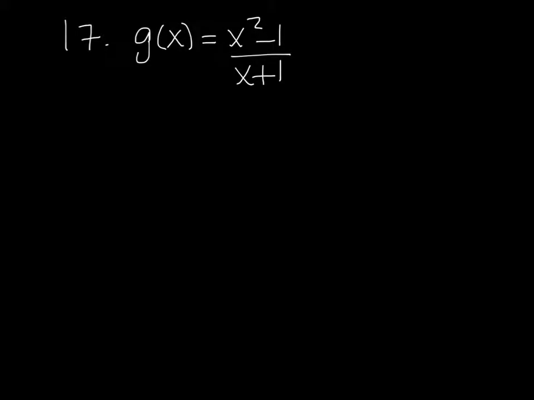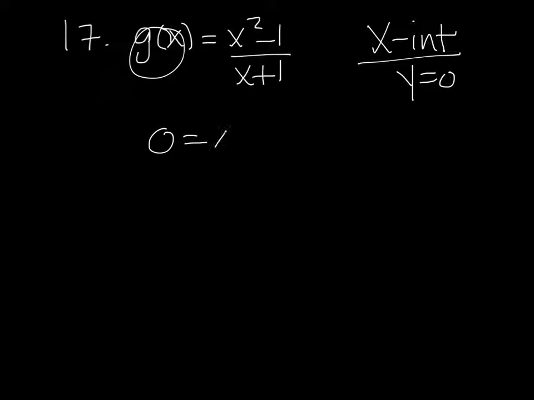So now we're going to change it up a little bit. Number 17, you're supposed to find the zeros, if any. So the zeros are x-intercepts. We're finding x-intercepts. And when you're finding an x-intercept, y equals 0. So we are saying that this is 0. So we have 0 equals x squared minus 1 over x plus 1.